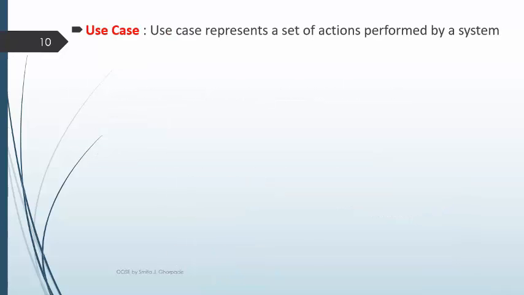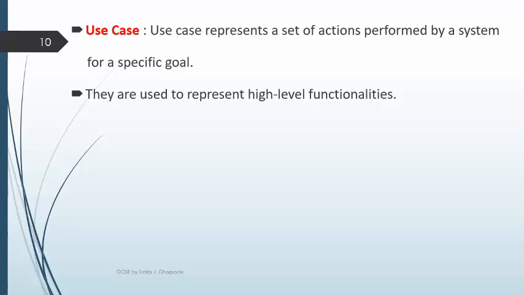Use case. A use case represents a set of actions performed by a system for a specific goal. A use case is a description of a sequence of actions that a system performs that yield observable results of value to a particular actor. They are used to represent high-level functionalities of that system. A use case is used to structure the behavioral things in a model. The graphical notation for a use case is an ellipse.